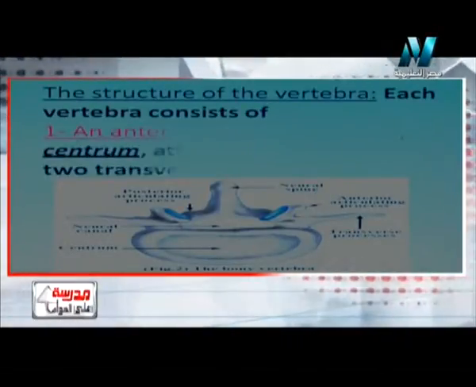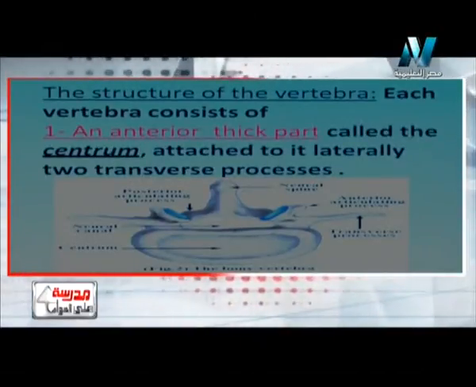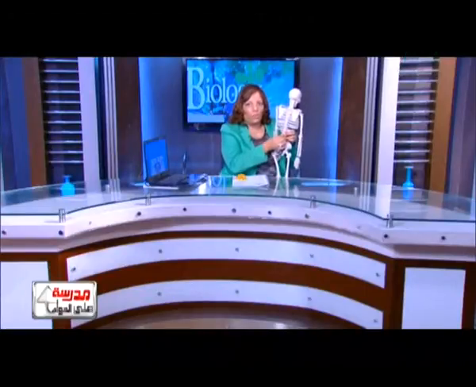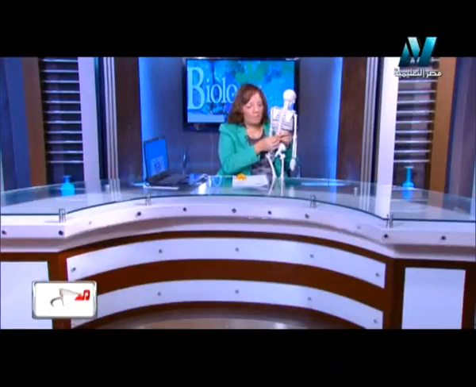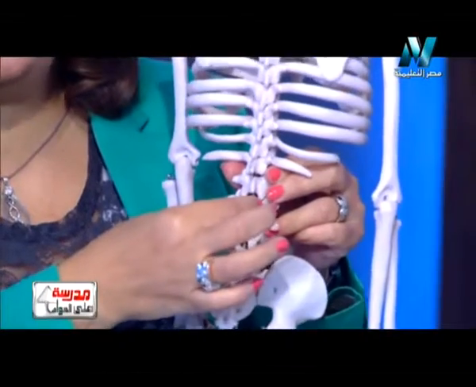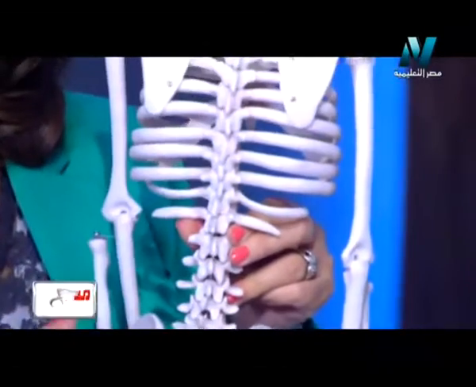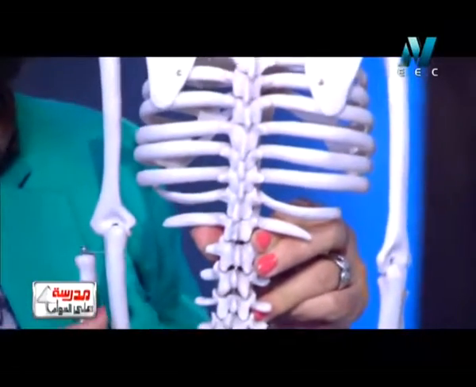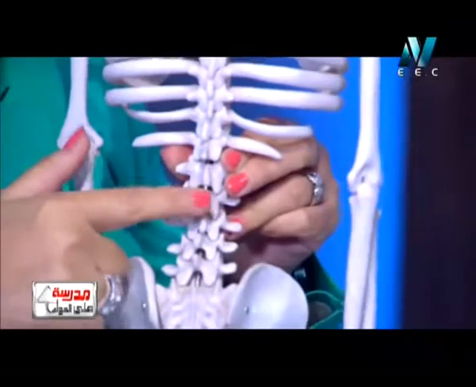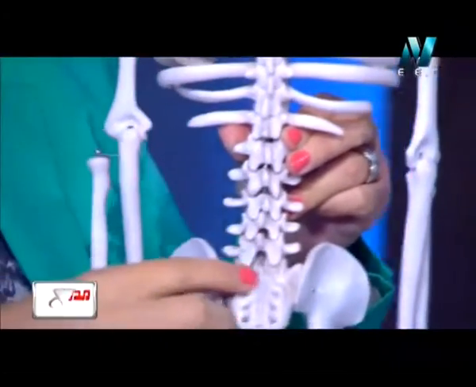Here, this is the structure of the vertebrae. If we take only one vertebra from these 33 vertebrae, we will find its structure. Each vertebra has its own structure. We have 33 vertebrae, they are similar in structure, but now we will describe the structure of one vertebra found in the vertebral column.